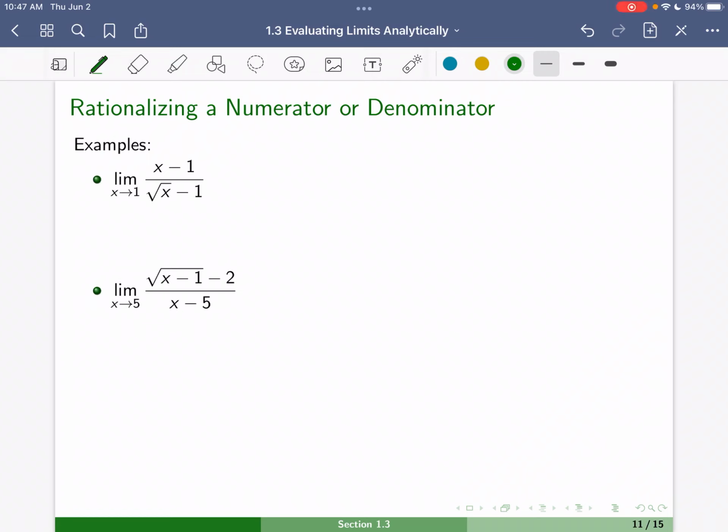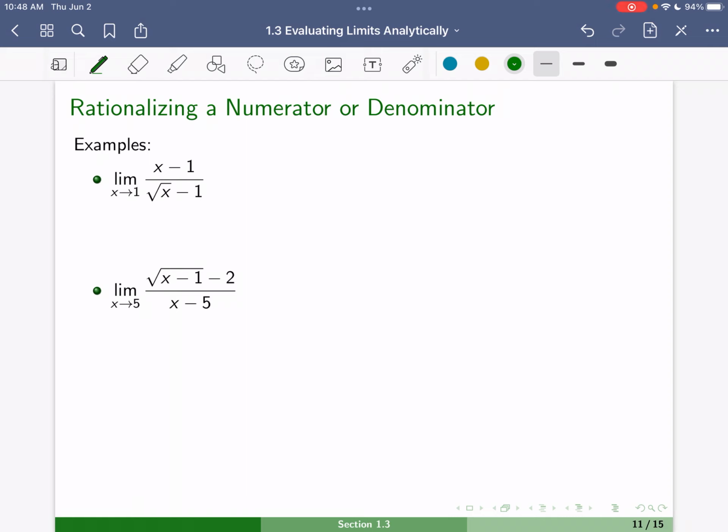In this video, we're going to look at evaluating limits that have a discontinuity, and we have limits of some rational functions where we have square roots in either the numerator or denominator, and one of the techniques that we might use is rationalizing either the numerator or the denominator. So let's jump into some examples and see what this looks like.